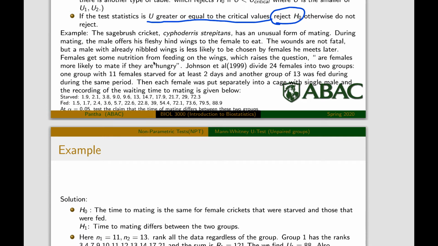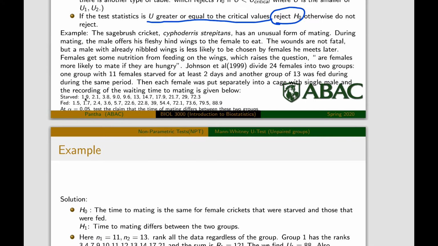Females get some nutrition from feeding on the wings, which raises the question, are females more likely to mate if they are hungry? Johnson et al. 1999 divide 24 females into two groups. One group with 11 females starved for at least 2 days, and another group of 13 was fed during the same period. Then each female was put separately into a cage with a single male, and the recording of the waiting time of the mating is given below.